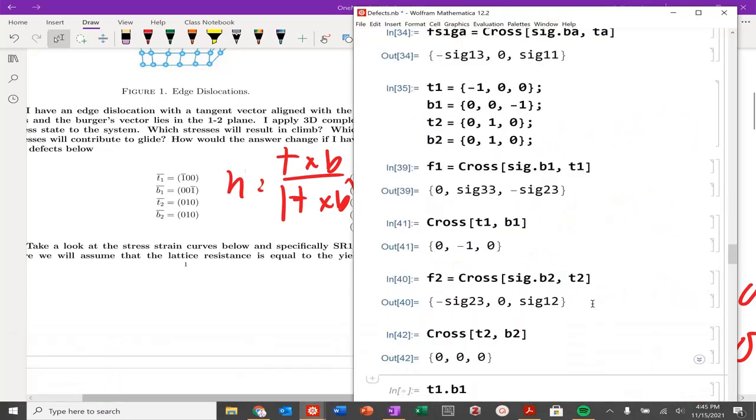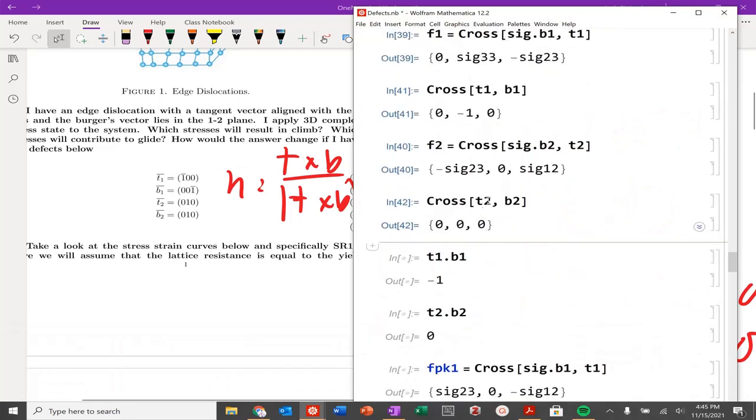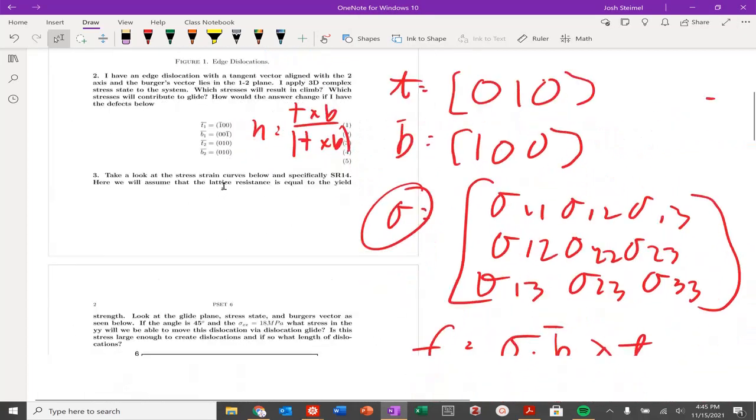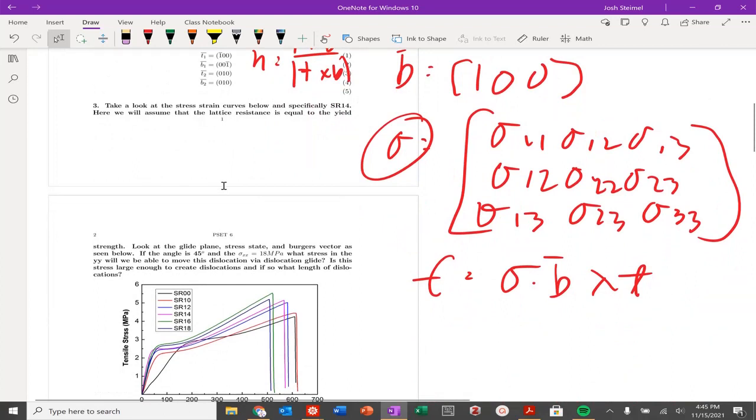So let's go back over here, and I look at T cross B. Ooh, why do I get this? Because this is, again, for screws, I don't know what the glide plane is. So I get this answer, but I don't know actually what's happening there. Fantastic. Take a look at the stress strain curves, and let's actually look at the next problem, number 3 below.